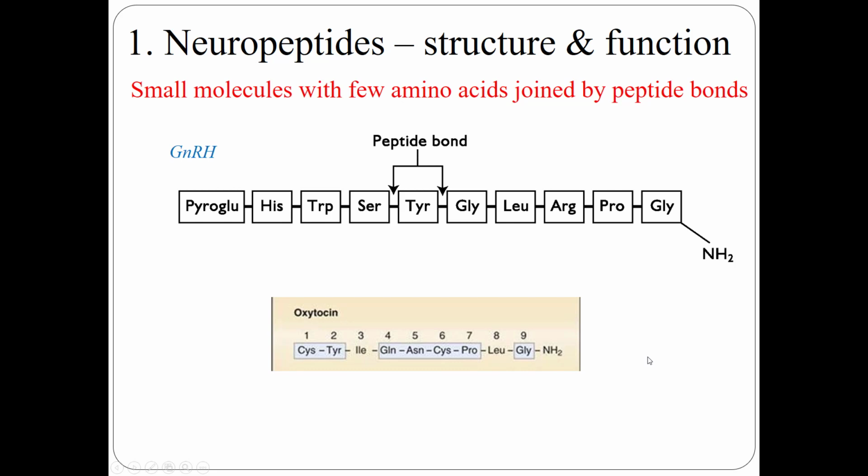And so these neuropeptides are produced in small quantities. They're a small structure, but they have a really, really big response. And as we studied last week, in part A, with GnRH, it is really the regulatory hormone of the whole reproductive system.